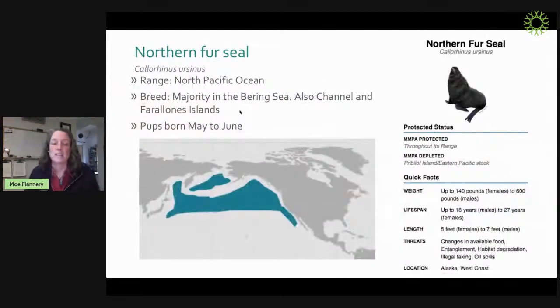So now we're moving on to northern fur seals, which are a smaller otariid, but still an otariid. Northern fur seals are a pelagic species that ranges primarily offshore throughout the North Pacific Ocean. They breed in the Bering Sea and also along the Farallon Islands and the Channel Islands here in California. Pups are born from May to June, but we don't see a lot of adults in our area. We mostly only see young animals.